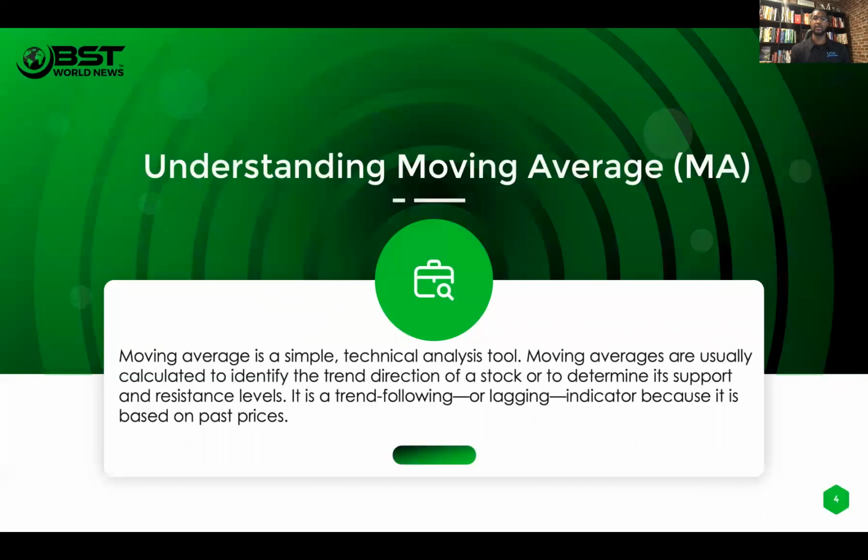So understanding moving averages. Moving average is a simple technical analysis tool. Moving averages are usually calculated by identifying trend direction of a stock to determine support and resistance levels. It is a trend following or lagging indicator because it is based on past prices. I told you in the first class, these are lagging indicators.